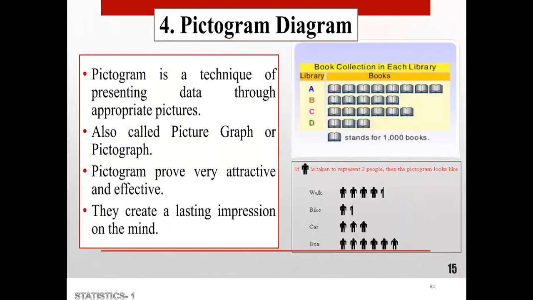So the next one is a pictogram. A pictogram is a technique of representing data through appropriate pictures. Here the sales of books are represented by using the picture of books. The population of people is represented by using the picture of human beings. So like this, a pictogram looks very attractive compared to all the other types of diagram because we use different pictures, and these pictures prove very attractive and very effective in representing the values. So they create a lasting impression in the mind of the statistician or the user of this particular diagram.